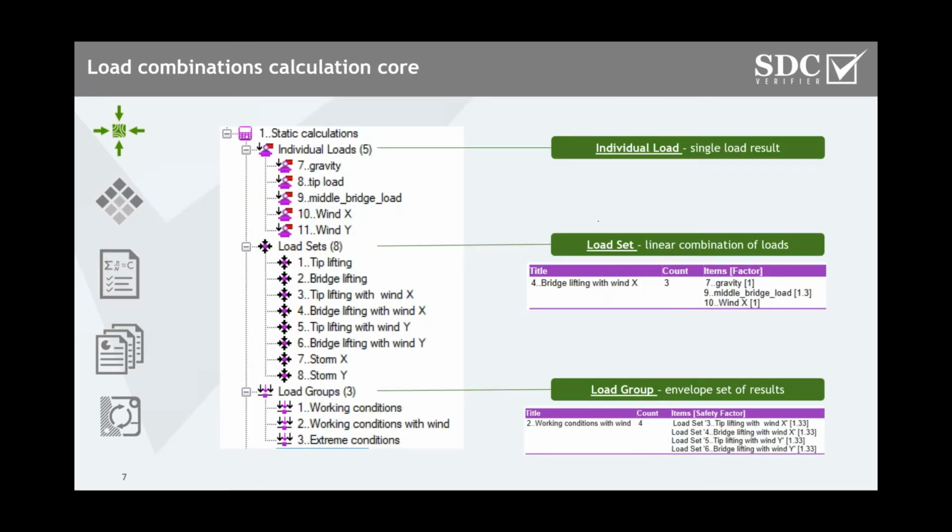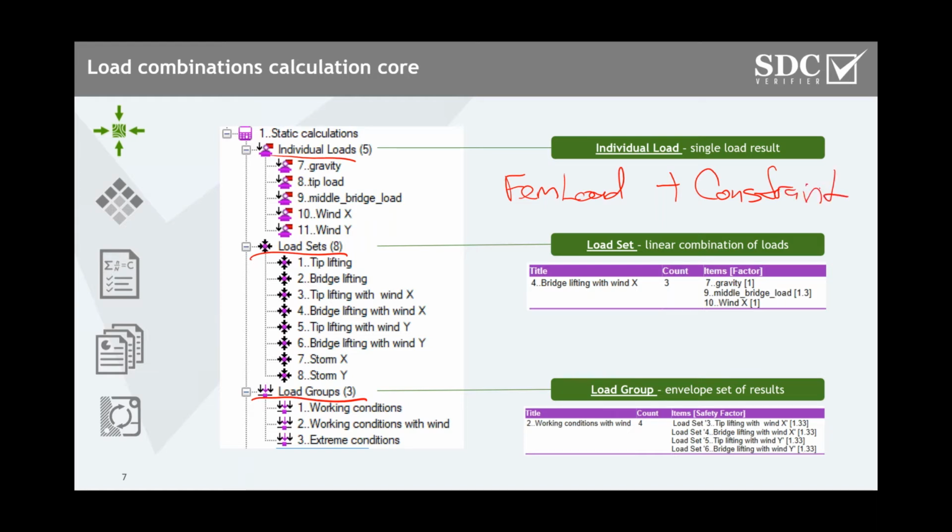So this is the calculation core that is presented, and it consists of 3 main elements: individual loads, load sets, and load groups. So what are those items? Individual loads are single load results, individual influences on your model, and an individual load is usually a combination of FEM load, sorry about my handwriting, and constraint. So that's the single influence.